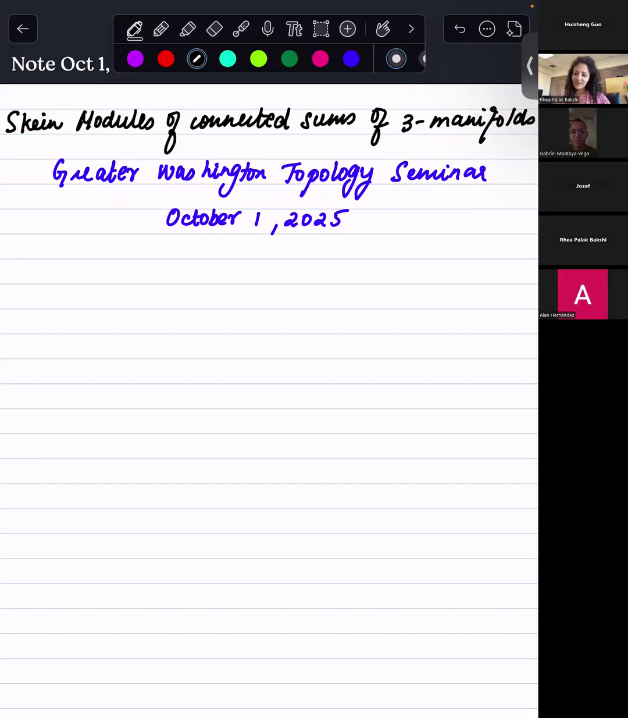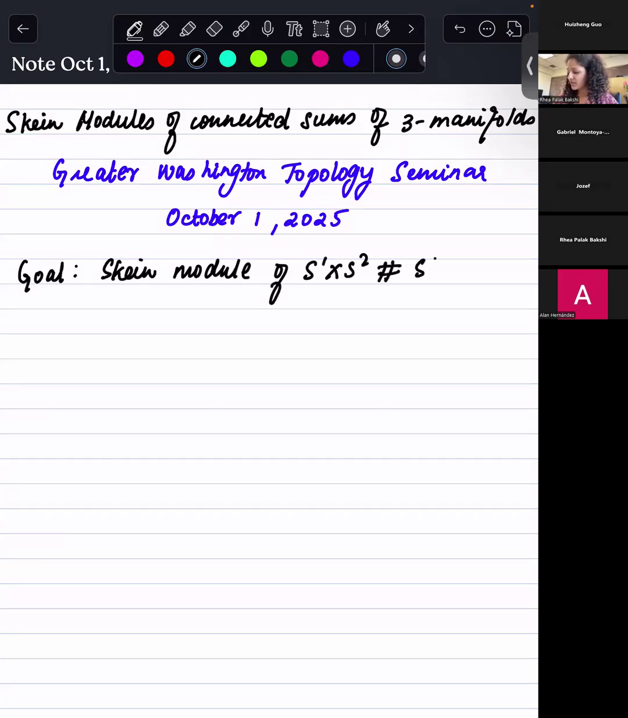So, the goal for today's talk is to understand or say something about the Skein module of the connect sum of S1 times S2 with itself.